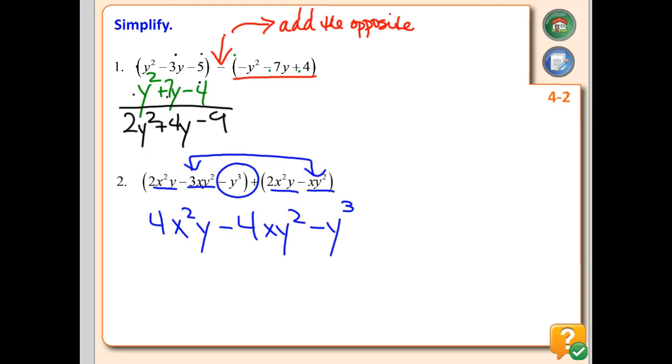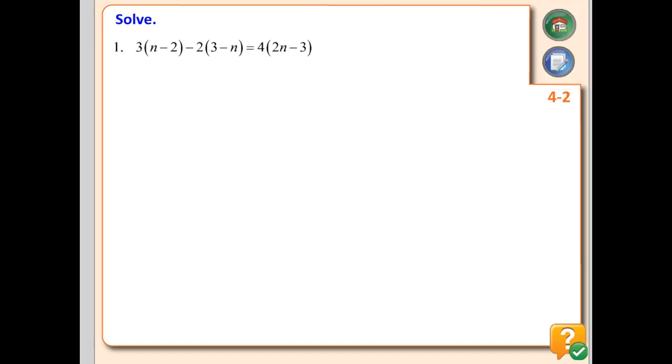So, point. Be very careful when you're looking at your signs. Decide, do you want to do the vertical method where you list them like terms on top of each other, or do you want to do the horizontal method where you kind of got to go back and forth and find like terms? So we'll see how you do, and we'll figure out which way you like best tomorrow.